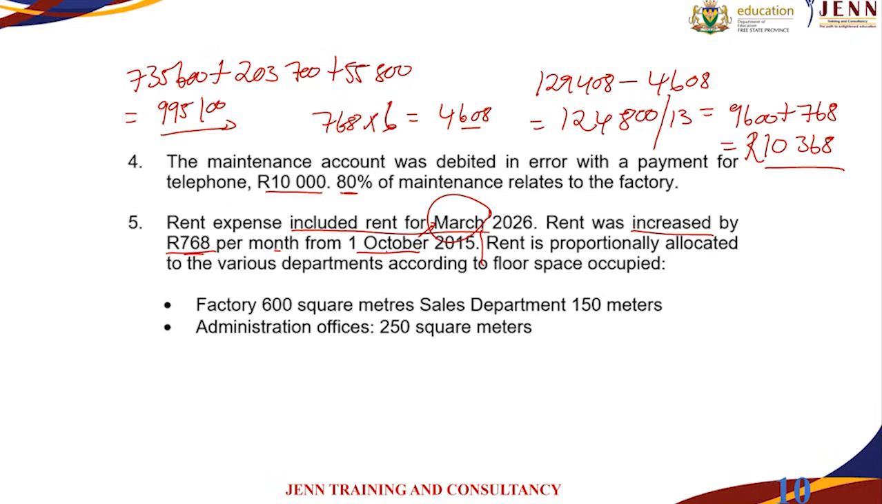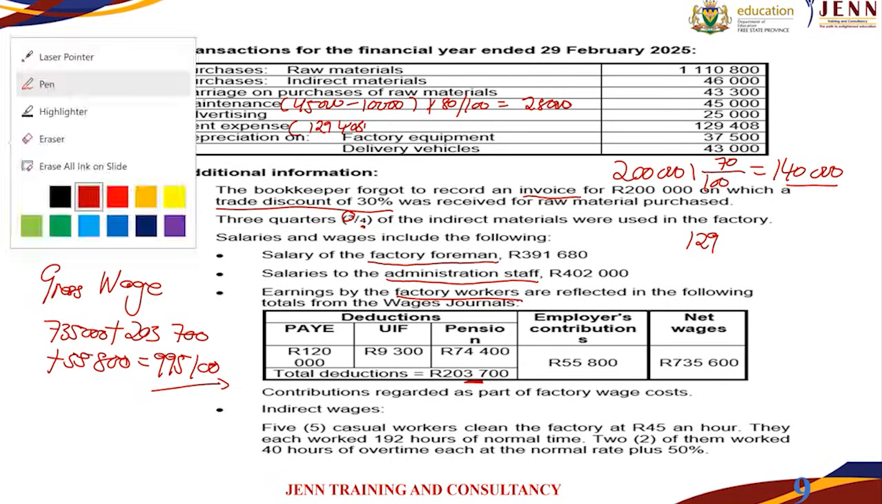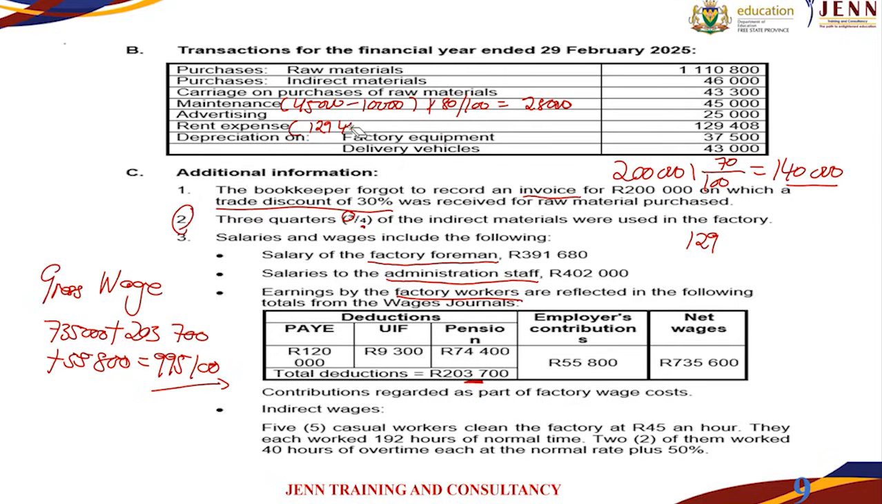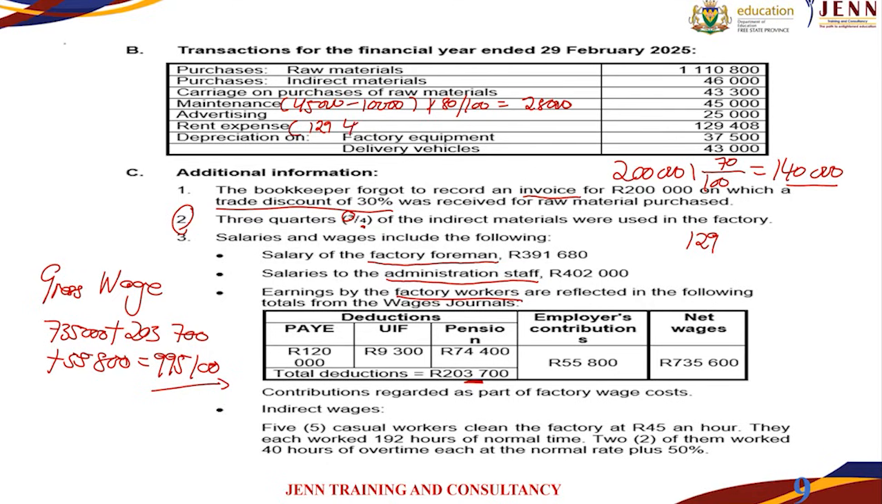Now let's go back to the previous slide. Here is our rent. It must be 129,408. How much must be subtracted? 4,608 minus. Now we need to subtract the one from March, 10,368. And then we close the bracket.